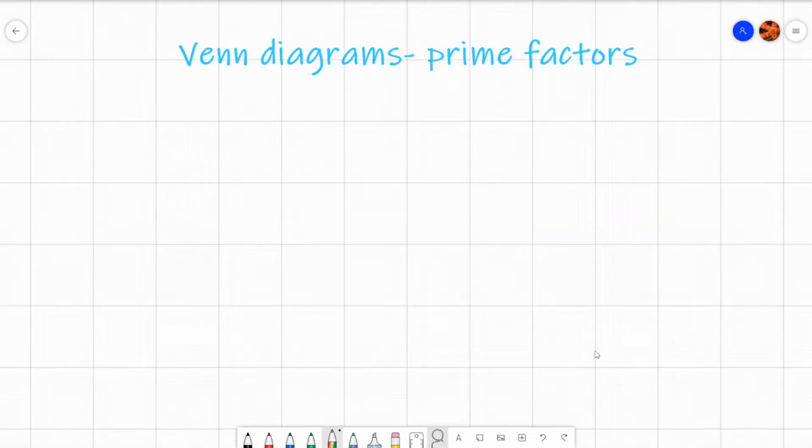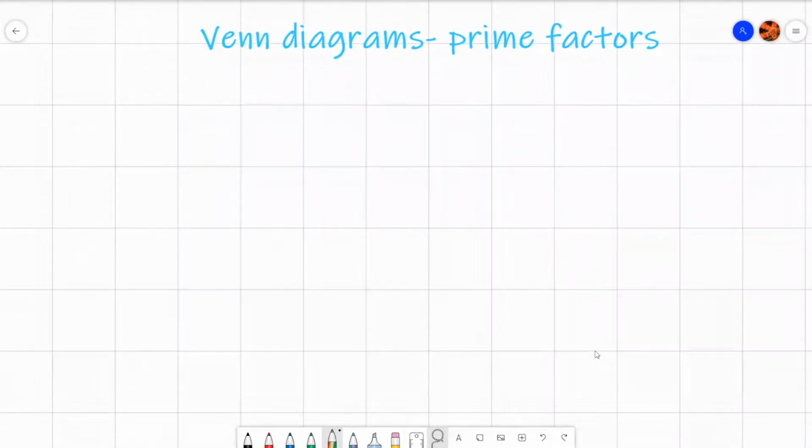Venn diagrams and prime factors. In today's lesson, we will be looking at linking Venn diagrams and prime factors together. So let's have a look. Often we use Venn diagrams to work out the highest common factor and lowest common multiple of a number. And it's particularly useful when we have the prime factors to do this. So let's have a look.